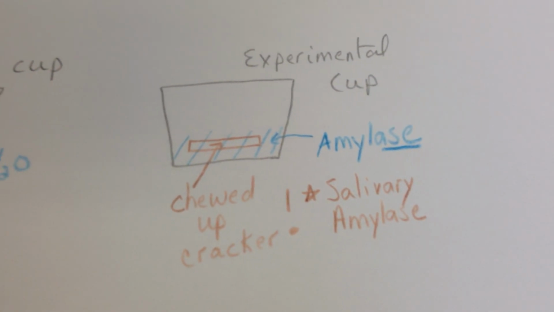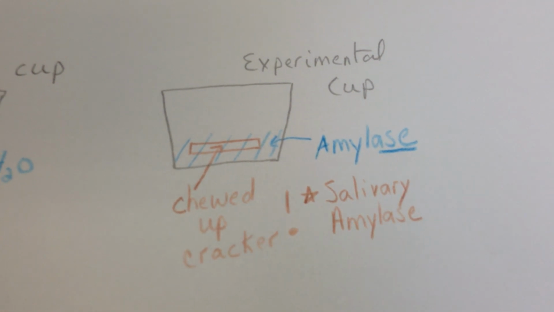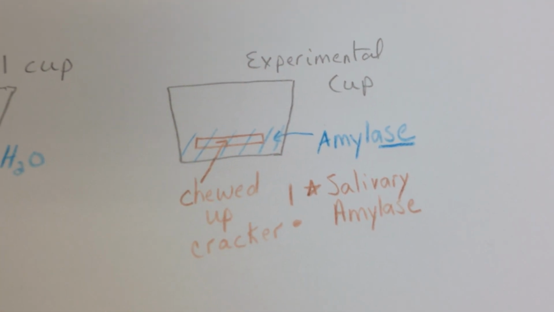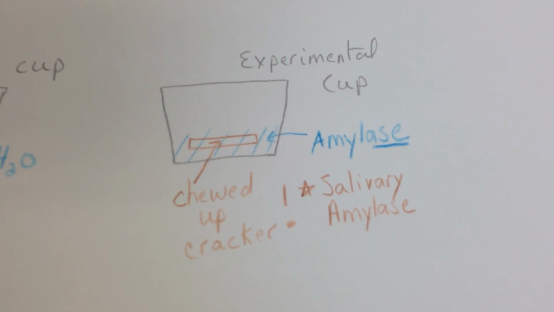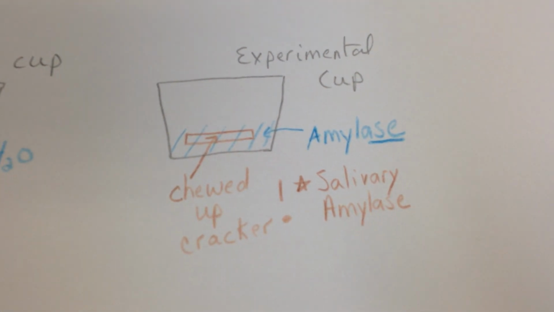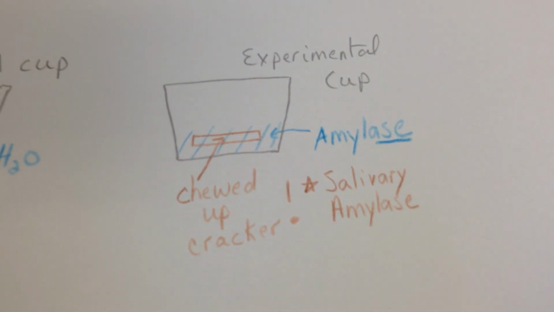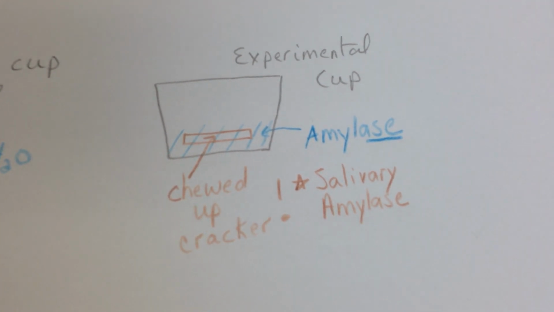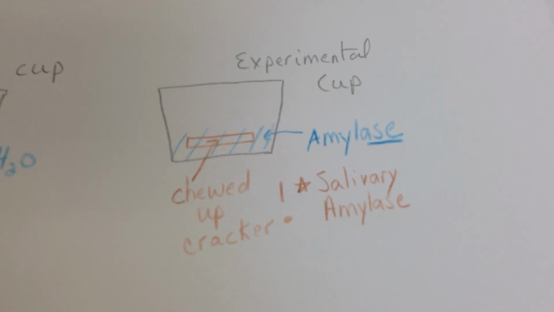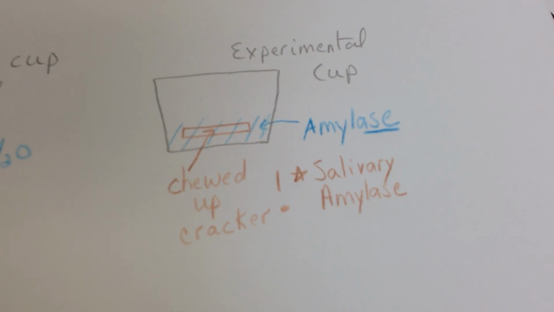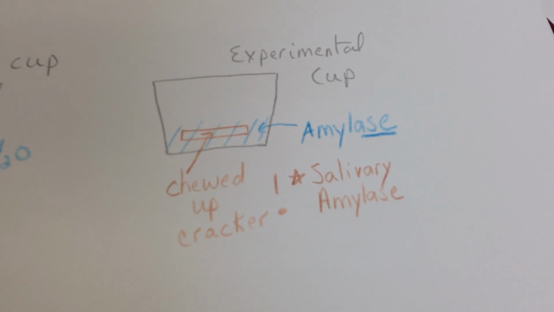you had an experimental cup that had a cracker that we asked you to chew on, and we asked you to chew and chew and chew it for a period of time, and then we had you spit it into the cup. So what in a sense you had then was cracker with the enzyme salivary amylase added to it, because salivary amylase is an enzyme that's present in our saliva.